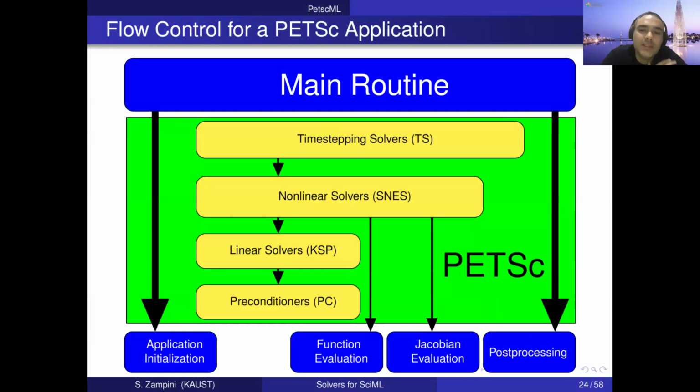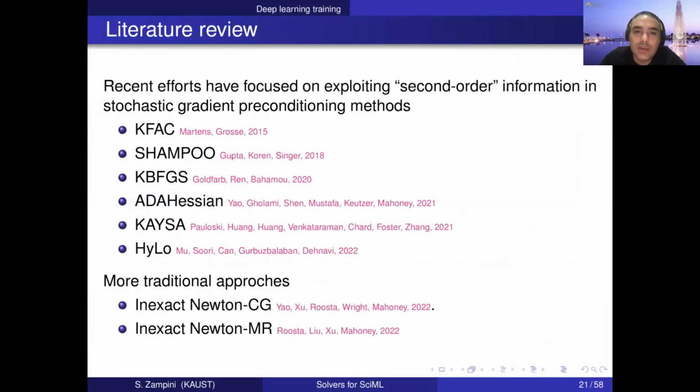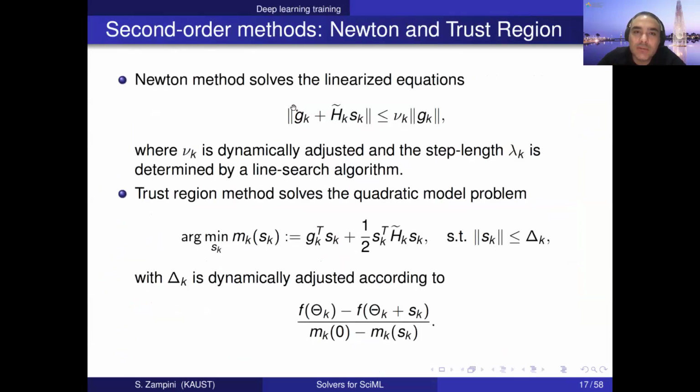So PETSc doesn't know anything about what the residual of the equation is, or what the Jacobian of the equation is. It just gives callbacks to the user to say, look, at this point, I really need to sample the residual. Okay, so suppose that I have to compute G.